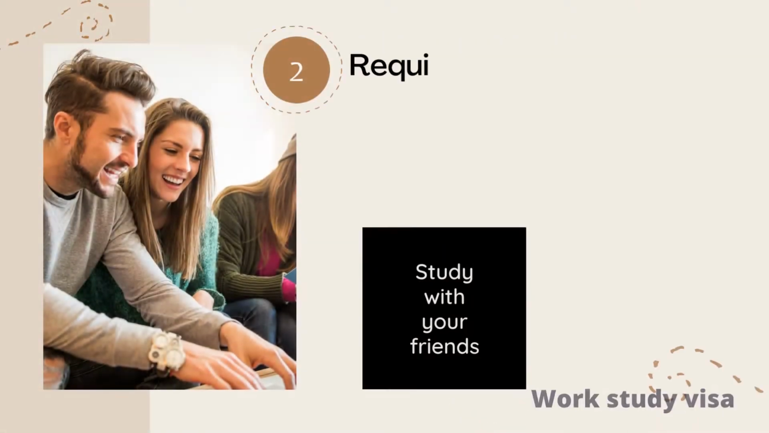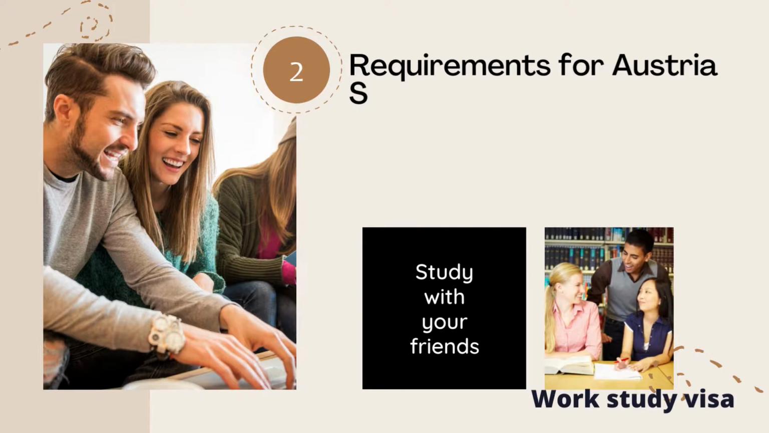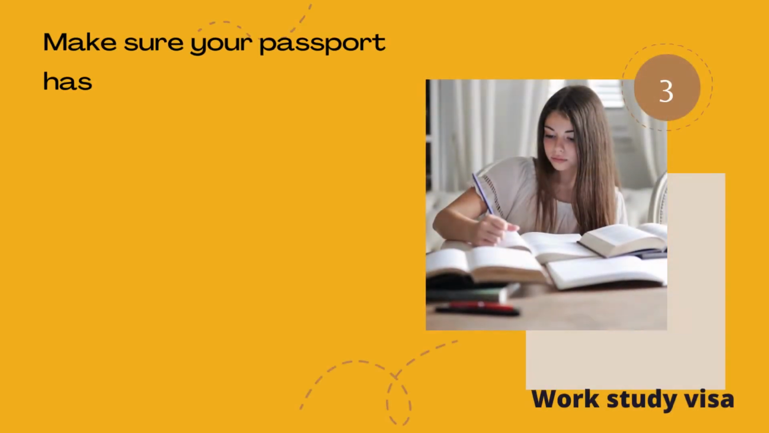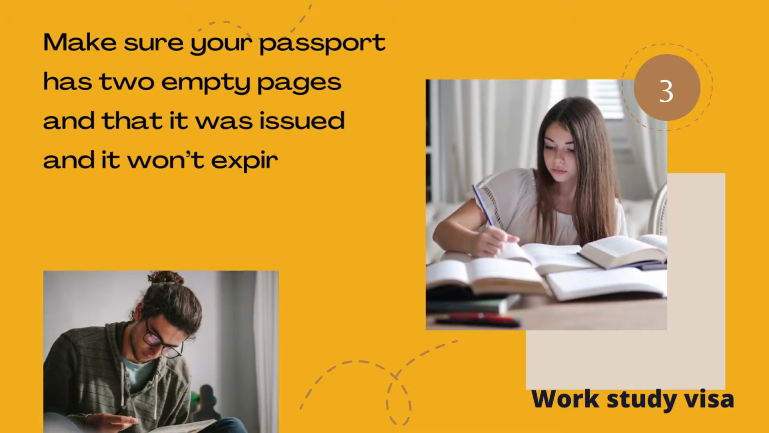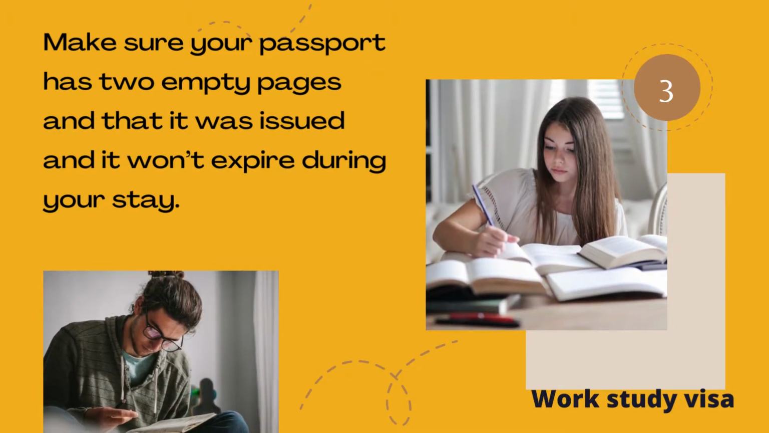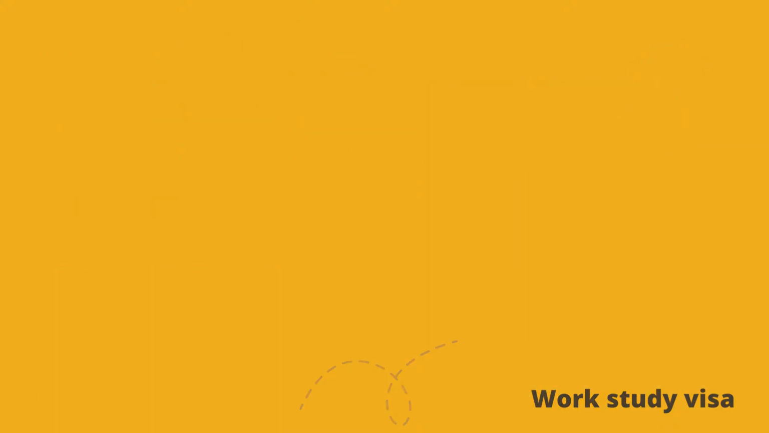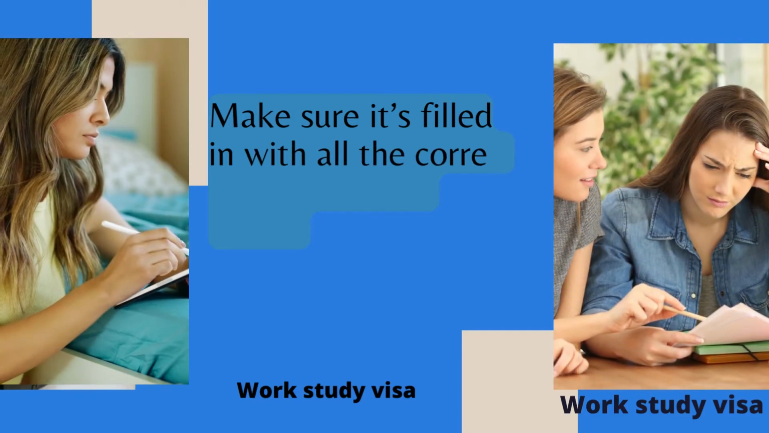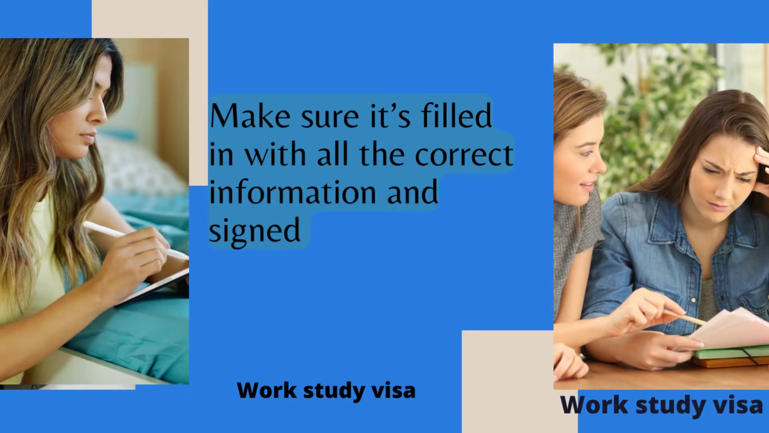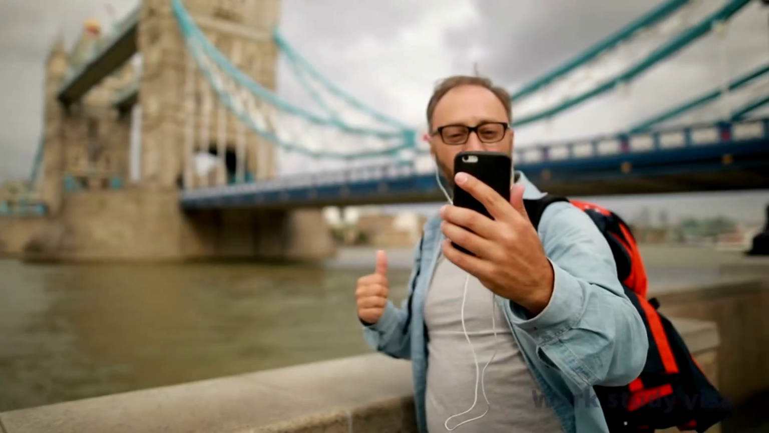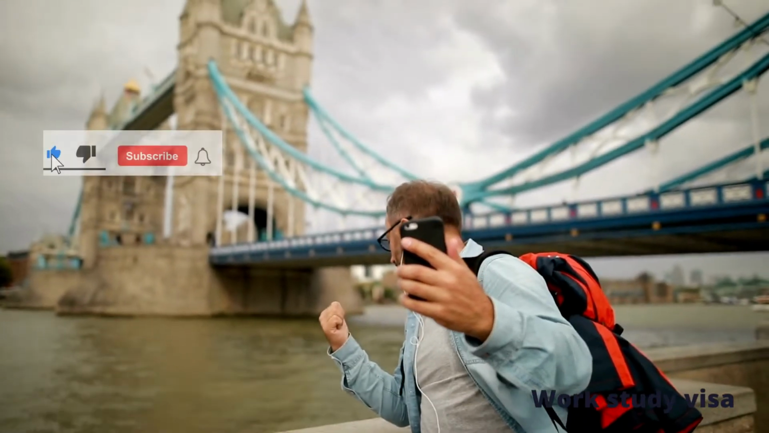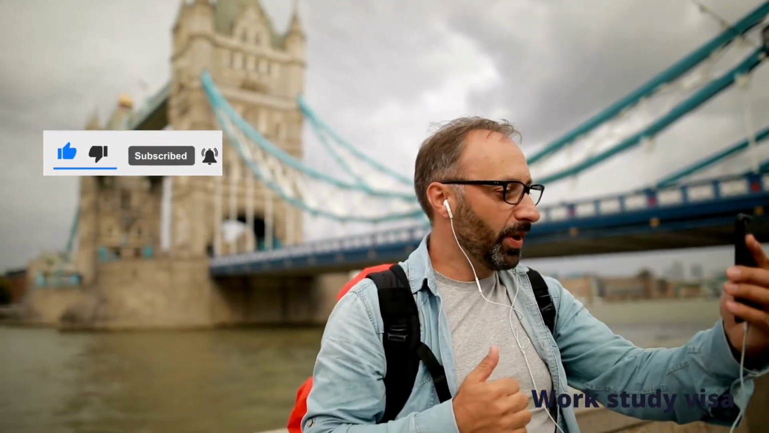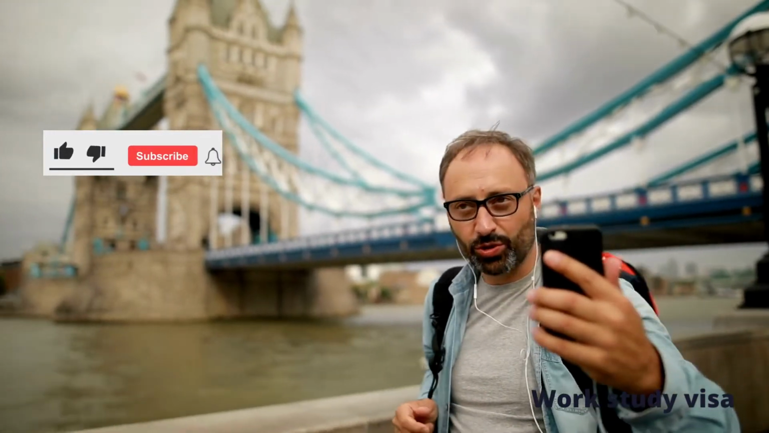Let's talk about the Australia student visa requirements. In order to apply for a student visa for Australia, you will need 1. A valid passport. You must make sure your passport has 2 empty pages and that it won't expire during your stay. 2. Visa application form. You must print out the visa application form and fill it. Make sure it's filled in with all the correct information and signed. 3. Travel insurance. To receive an Australia student visa, your insurance must cover any type of emergency up to the amount of €30,000.